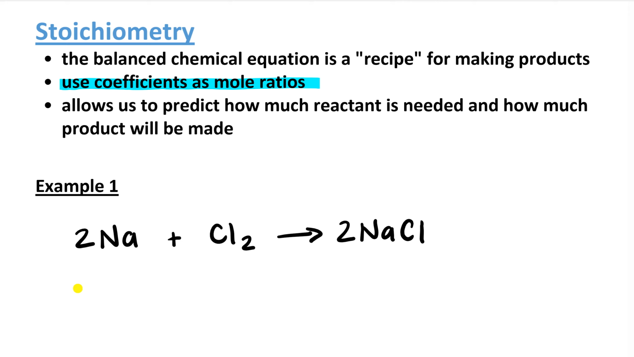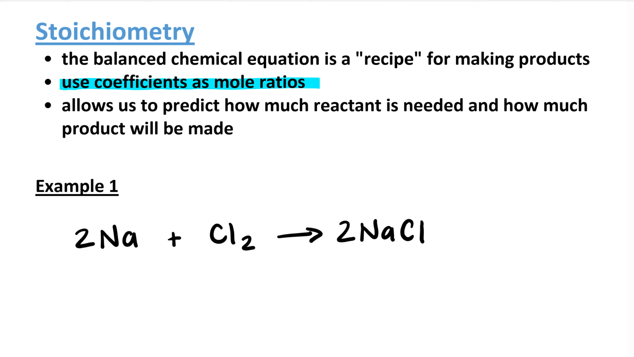Okay, so I'm going to read this in terms of our recipe. We're going to say 2 moles of sodium react with 1 mole of chlorine to make 2 moles of sodium chloride. And they're always going to react in this proportion, in these ratios, according to our balanced equation. So if I mix together 2 moles of sodium plus 1 mole of chlorine, we will make exactly 2 moles of sodium chloride salt.